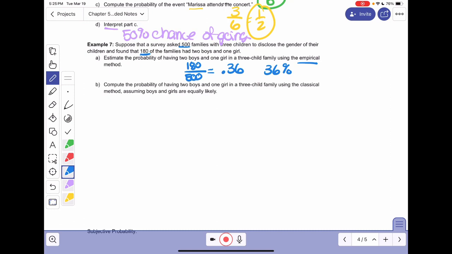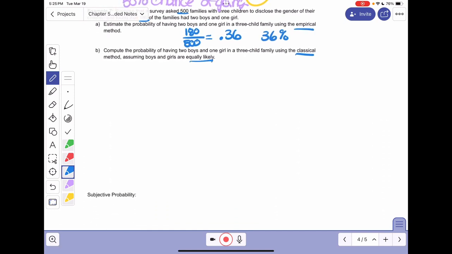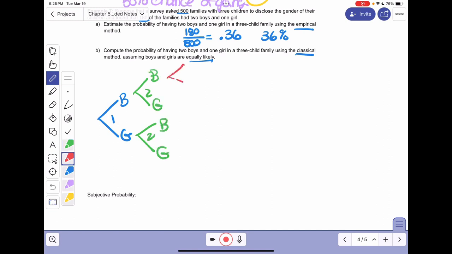Now compute the probability using classical. So now we have to do the math out, assuming they're equally likely. The first child could be a boy or a girl. The second child could be a boy or a girl. And the third child could be a boy or a girl. So this is one way to compute probabilities, is write out all of the possibilities.